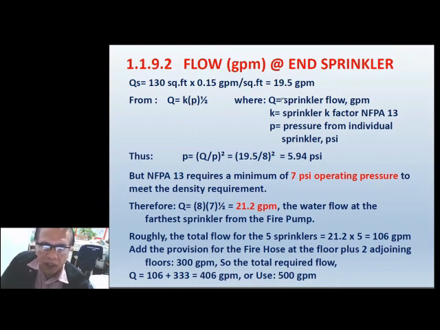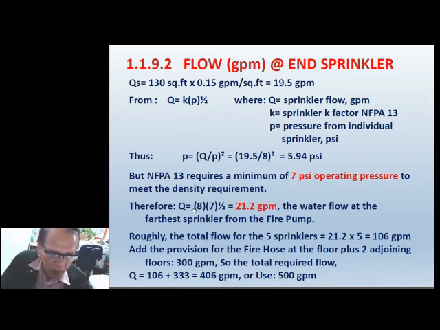Q is sprinkler flow, K is the sprinkler constant value as per NFPA 13, and P is the pressure from the individual sprinkler in PSI. So, determining the pressure will be Q over K squared, or 19.5 over 8 squared, which is 5.94 PSI. So, adjusting, because the NFPA says the farthest sprinkler must operate at 7 PSI.